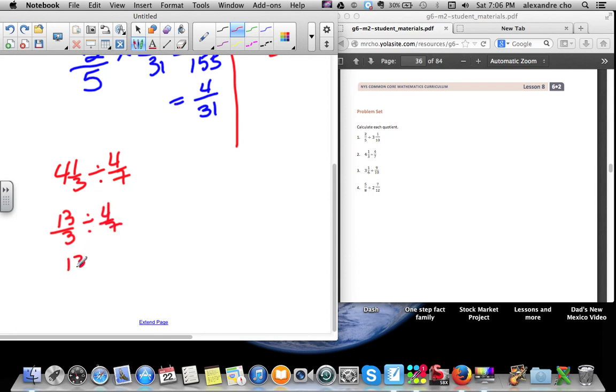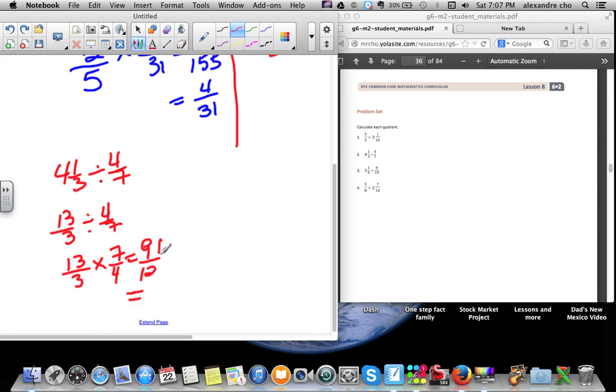Okay, so I changed my mixed number to an improper fraction. Now I want to change it to a multiplication problem. Keep the first the same. Change that to multiplication. Flip that around. It becomes 7/4, the reciprocal. 3 times 4 at the bottom is 12. 13 times 7 goes to 91. What a pain.